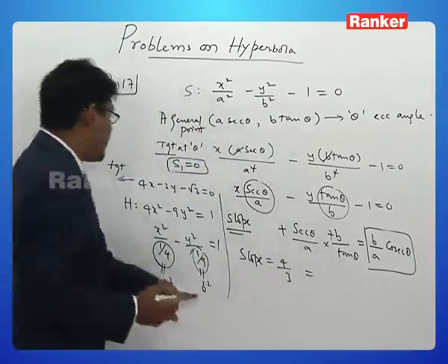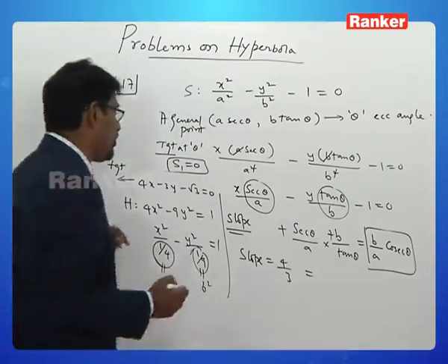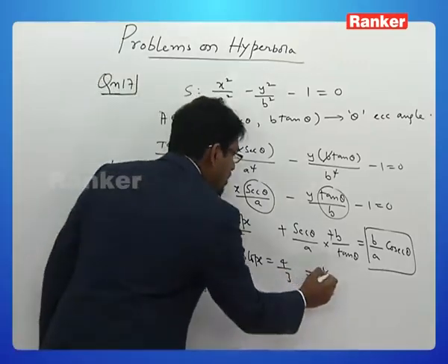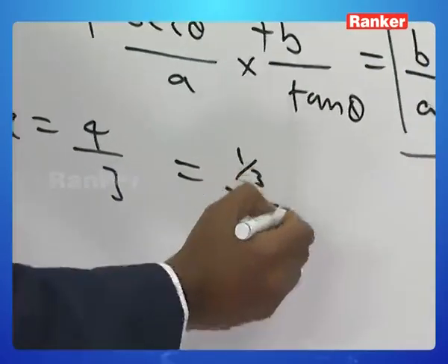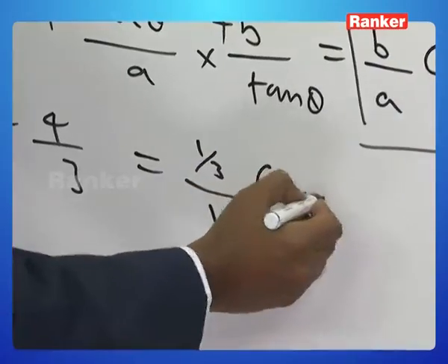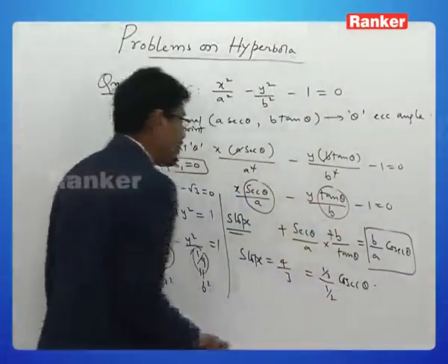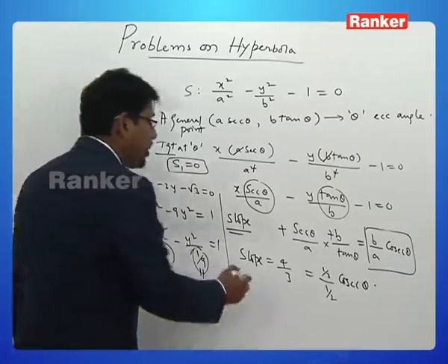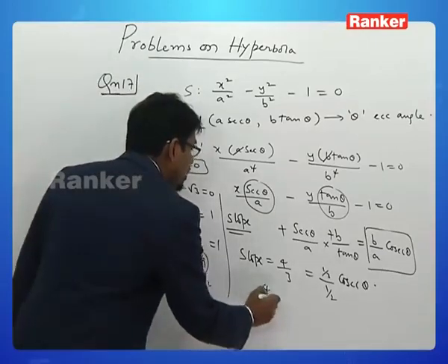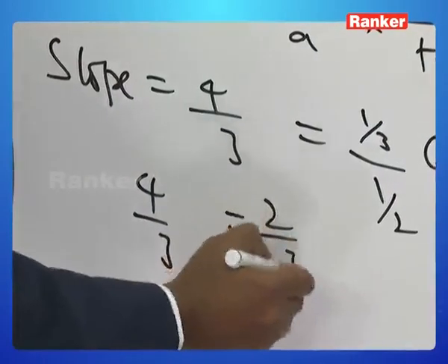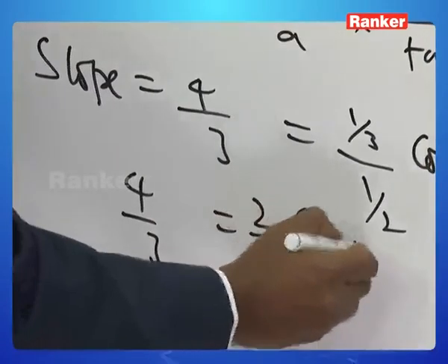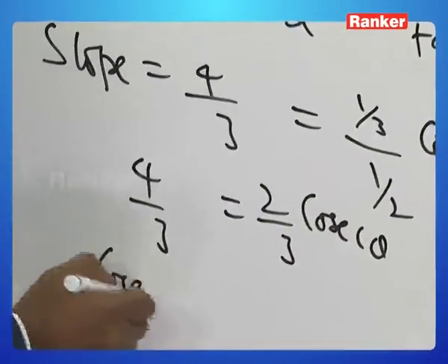What is b by a? 1 by 3 by 1 by 2. So that is 1 by 3 by 1 by 2 into cosecant theta. So that makes it 2 by 3. 4 by 3 is equal to 2 by 3 cosecant theta. So cosecant theta has to be 2 then.